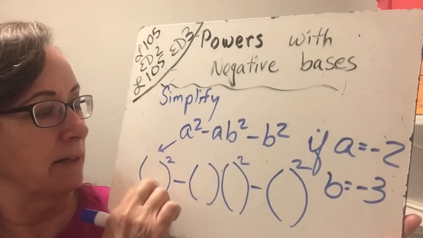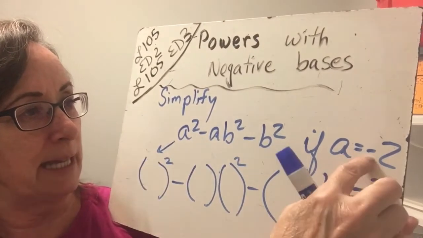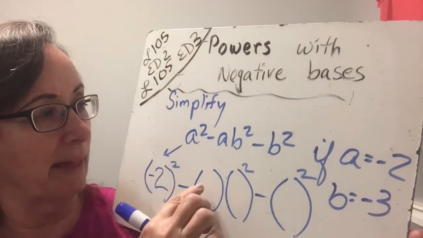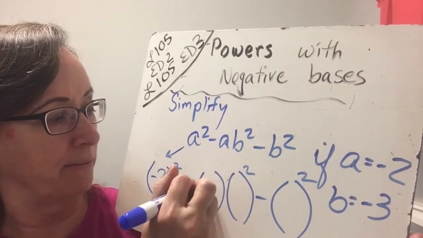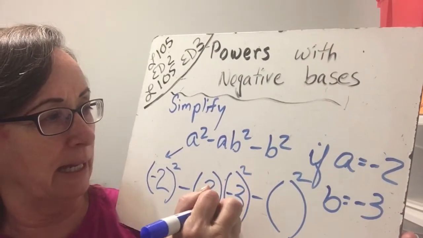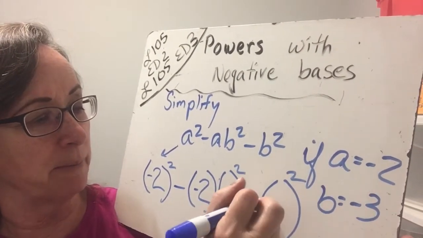So a squared is going to be replaced by parenthesis -2 squared. And then the a will become the -2. And the b will become the -3. And then the other b will become a -3.